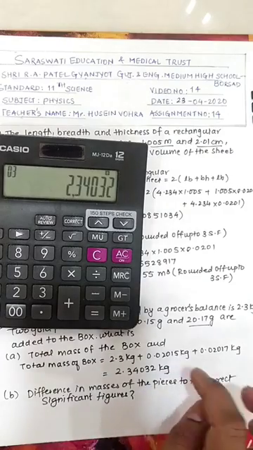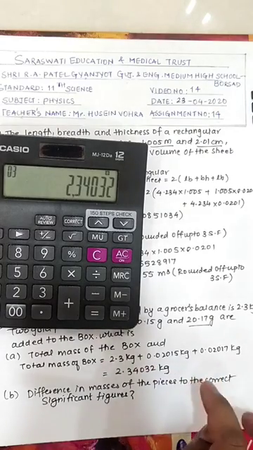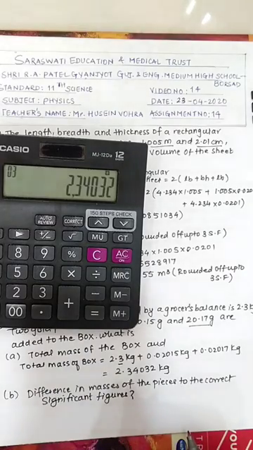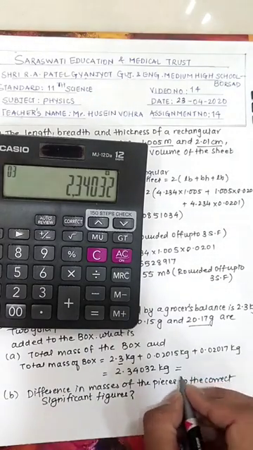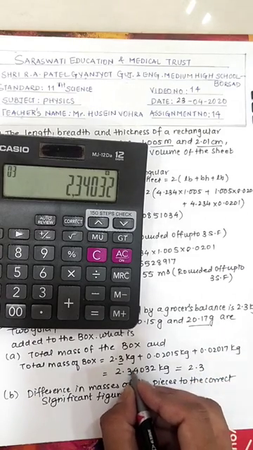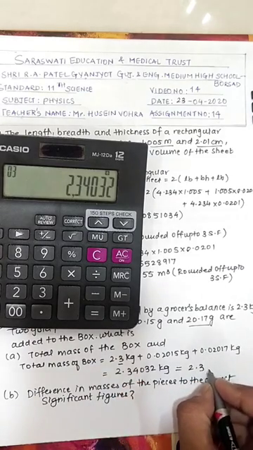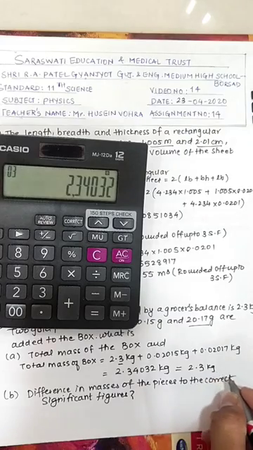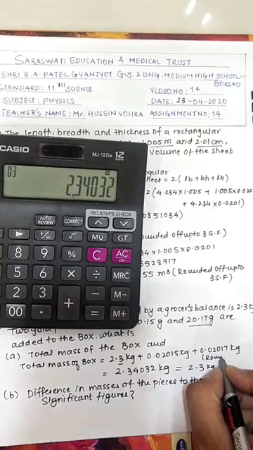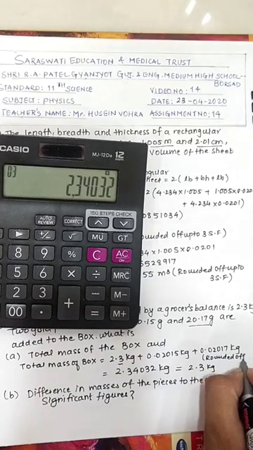Since you are performing addition here, you have to take the least number of decimal places. Your least decimal place is 1. Yes or no? The least decimal place is 1, so you give the answer to 1 decimal. It will be 2.3 only, because 4 is less than 5, so there is no need to add 1 to the preceding digit. So the answer is 2.3 kg, rounded off up to 1 decimal place.